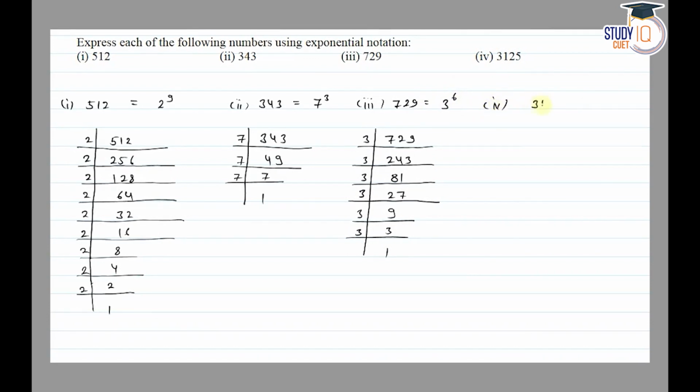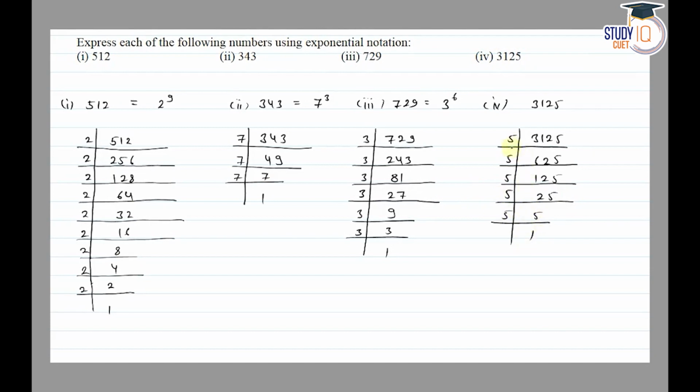Fourth 3125. So इसे हम एक्सपोनेंशियल नोटेशन में रिप्रेजेंट करने से पहले इसके फैक्टर्स फाइंड आउट कर लेंगे. 5 से डिवाइड होगा. 5 6 are 30, 5 2s are 10, 5 5s are 25, 5 1s are 5, 5 2s are 10, 5 5s are 25, 5 2s are 10, 5 5s are 25, 5 5s are 25, 5 5s are 1.